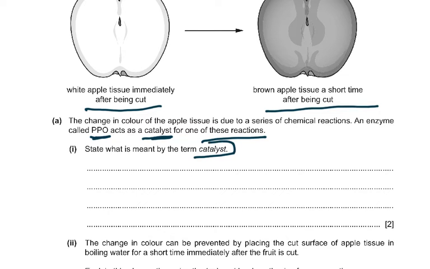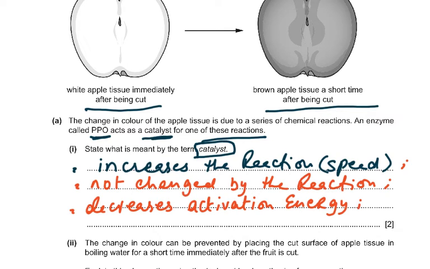State what is meant by the term catalyst. It did not say state what is meant by the term enzyme. State what is meant by the term catalyst. Now, what is meant by the term catalyst is it increases the reaction speed. They speed up reactions, and they are not changed or used up in the reaction, and they can be reused again and again. And of course, the third mark scheme point is decreases the activation energy. So three possible mark scheme points for a 2-mark question on what is meant by the term catalyst.